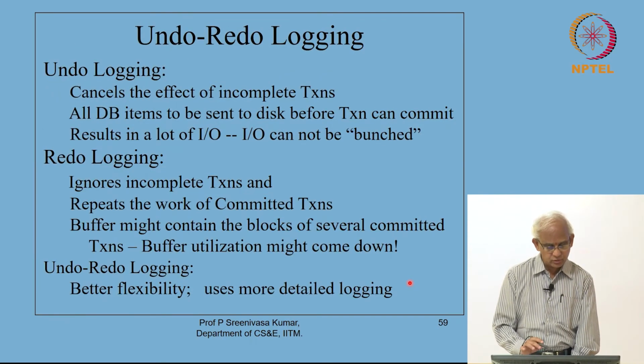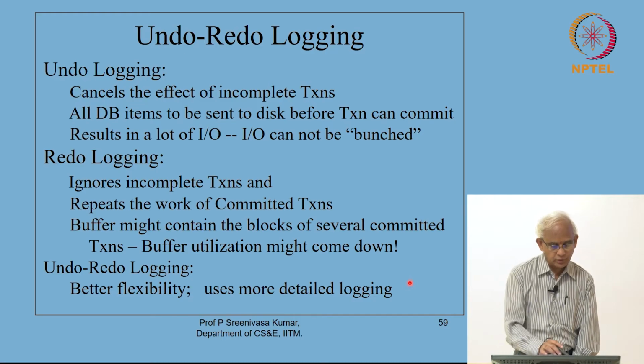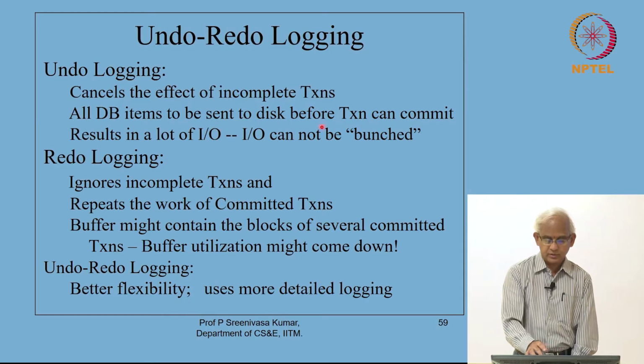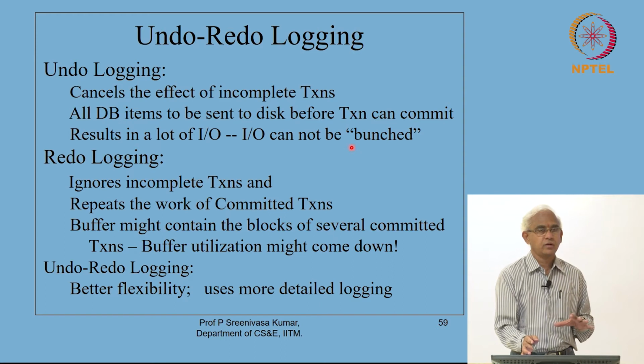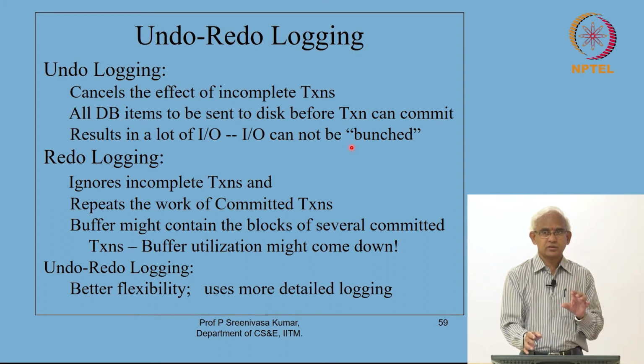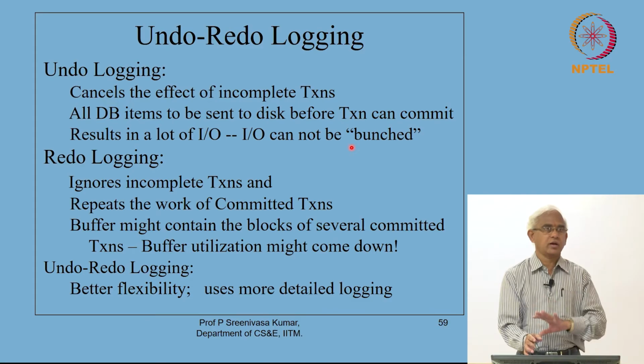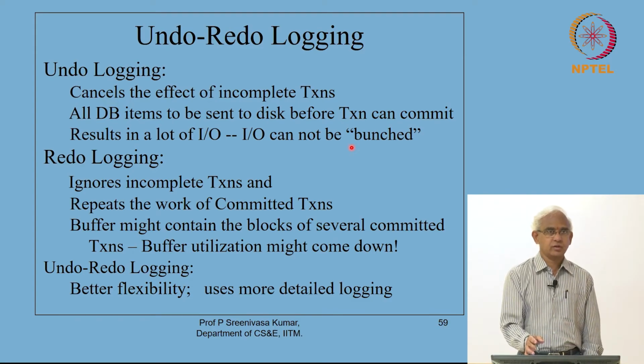So let us now compare these two things. The undo logging cancels the effect of incomplete transactions, and all the DB items are sent to the disk before the transaction can commit, and it results in a lot of IO, and IO cannot actually be bunched. Bunched means I can't wait for several transactions to do certain changes to a block before I shift it to the disk. I have to urgently shift the block to the disk whenever a transaction that has touched that block commits.